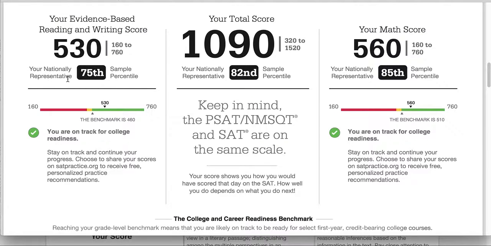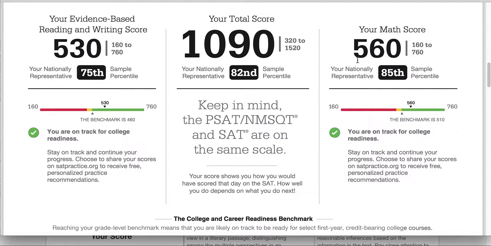Now this is nationally representative percentile. So this is a percentile determined based on how College Board projects all students would have done on this test. It's not necessarily the percentile you got out of all students who took this exact test. So it's more an estimation of where you would fall among all prospective students just like you.